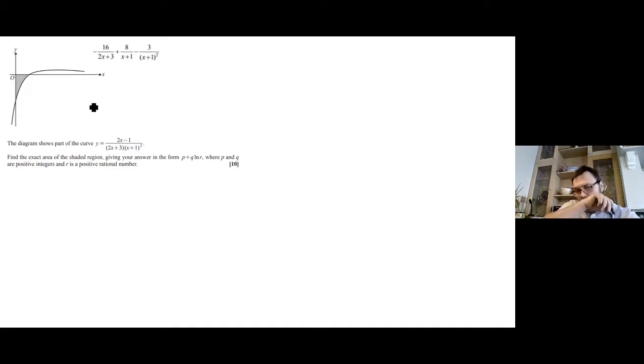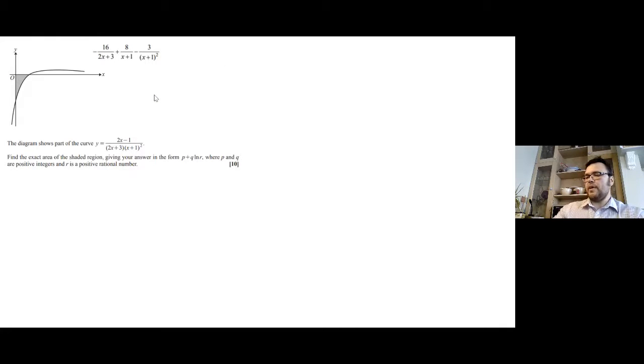So again, I've preempted this question, and it says the diagram shows part of the curve y equals (2x minus 1) over (2x plus 3)(x plus 1) all squared. Find the exact area of the shaded region, giving your answer in the form p plus q log r, where p and q are positive integers and r is a positive rational number. So there's a lot going on here for the 10 marks. As I said, up the top here, I have already written out what the answers to the partial fractions would be. It saves us going through it, and if you need any more on partial fractions, go back to the earlier webinar.